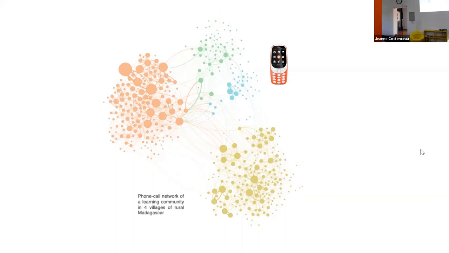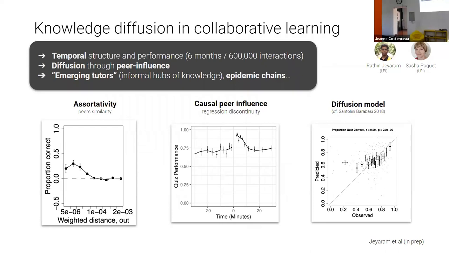Typically, with the methods we use, we can see, for example, associativity: if an individual has better performance, it will diffuse to the neighbors. The first graph on the left tells you that the closer you are to somebody who performs, the more you also perform. So this says there is some kind of diffusion of performance around a person. The graph in the middle uses the temporal data to make what is called a regression discontinuity, where we can test causality: if you interact with someone who answered correctly before, you have a higher probability to answer correctly. So we can use that data to make causal statements, which is nice in the social context.